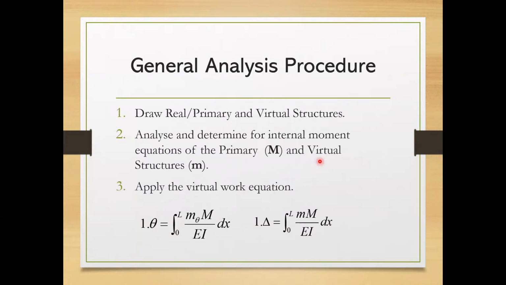This is the general analysis procedure in solving the problem. First, we need to draw real and virtual structures. Then, we can analyze and determine the internal moment equations of the primary structure, which normally represent by the capital letter M, and virtual structure with the small letter m. Lastly, we can apply the virtual work equations as shown.